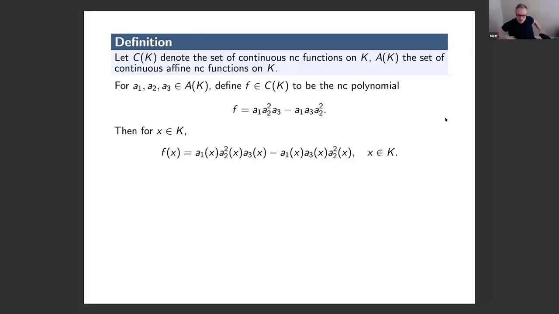And just to give you a better idea of what's going on here, if I take, say, three continuous affine functions a1, a2, and a3, and I consider the NC polynomial in these functions as on the screen, so a1 a2 squared a3 minus a1 a3 a2 squared. Clearly I've chosen this to illustrate the fact that this is non-commutative in general. And if I take a point x in K, then the way that I get evaluation is I do the obvious thing. I just plug in the point x into each of the affine functions.